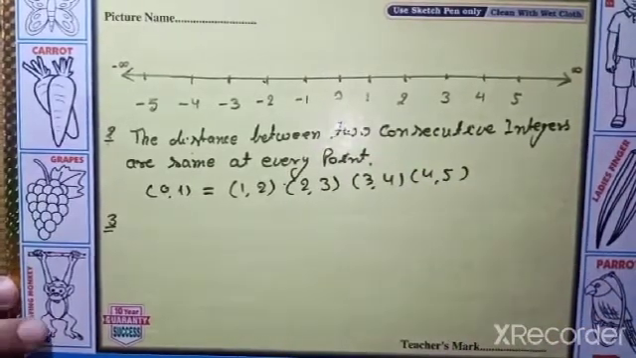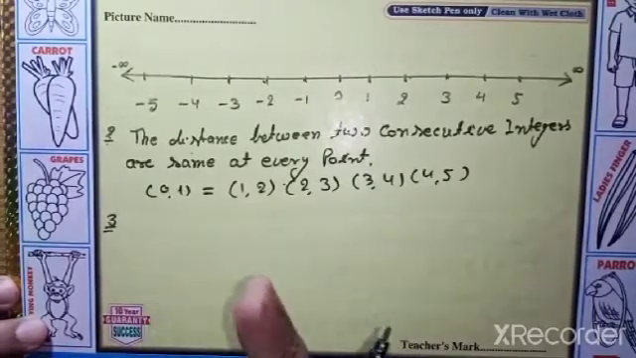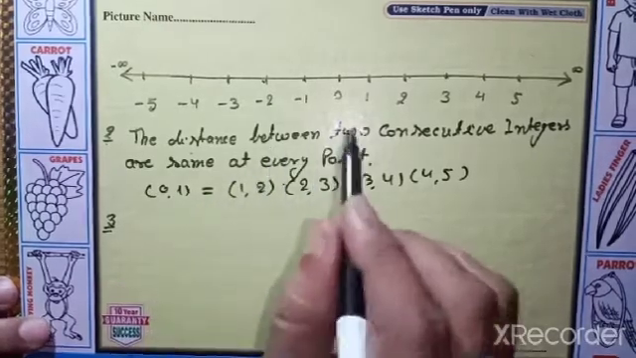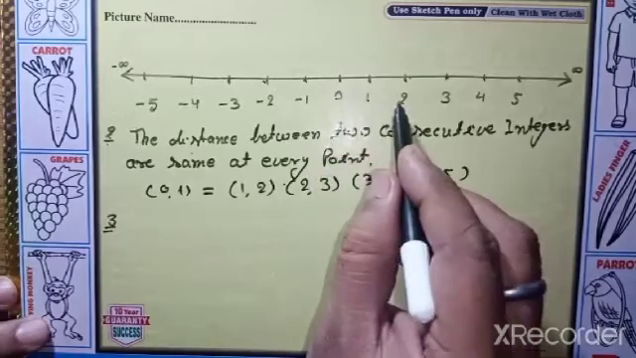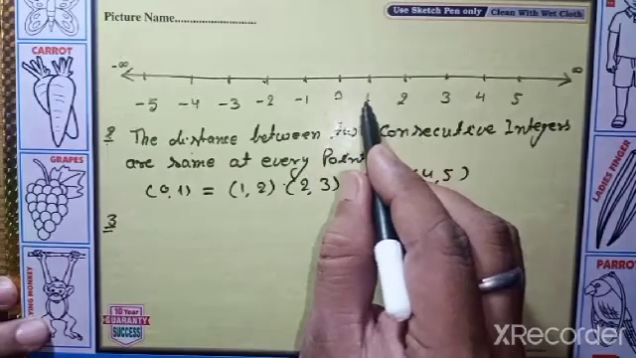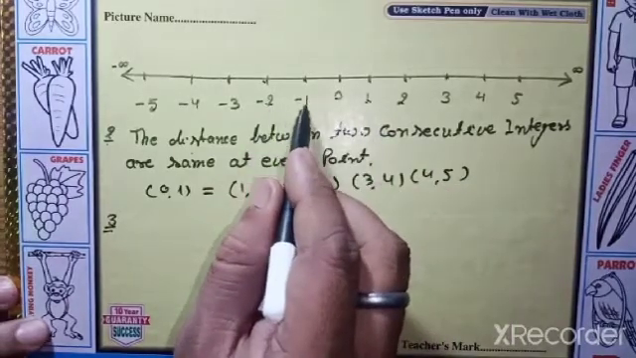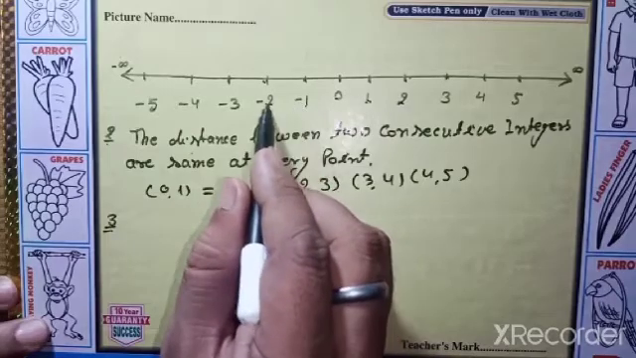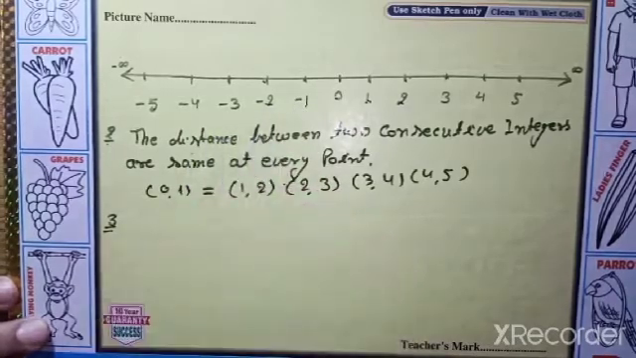Third property: a number which is on the right side of the given number. The right side number is greater than the left side. Suppose 0 and 1. 1 is greater than 0. 2 is on the right side of 1, then 2 is greater than 1. Minus 2, minus 1: minus 1 is on the right side, minus 2 is on the left side. So minus 1 is greater than minus 2. Means the number on the right side is greater than the left side.